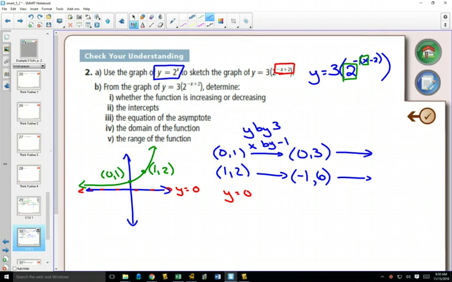Then moving from left to right, the next number we hit is a minus 2. That means that we are going to go right 2, and we don't move up or down because there's no number at the end. So moving 2 to the right, we'll take this point to (2, 3), and this point to (1, 6).